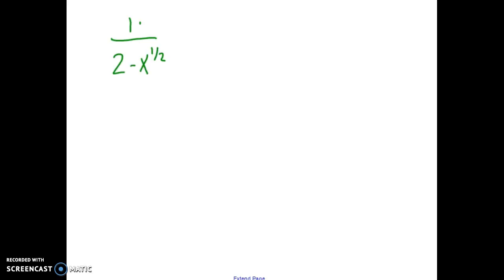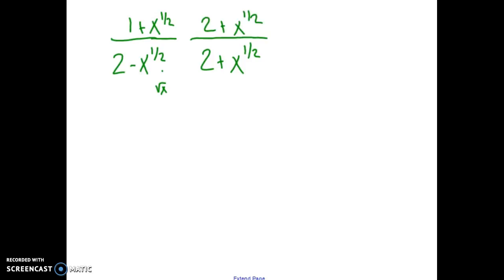1 plus x to the 1/2 over 2 minus x to the 1/2. Again, x to the 1/2 is the same as saying the square root of x. So I'm going to multiply by 2 plus x to the 1/2 on the numerator and on the denominator. I can make my area model for each part.